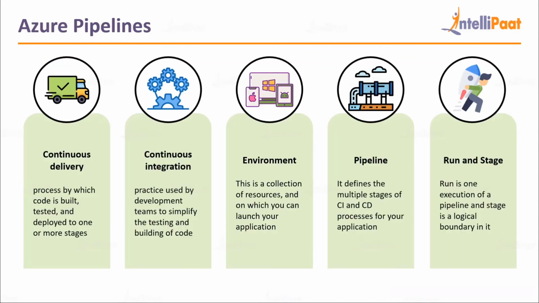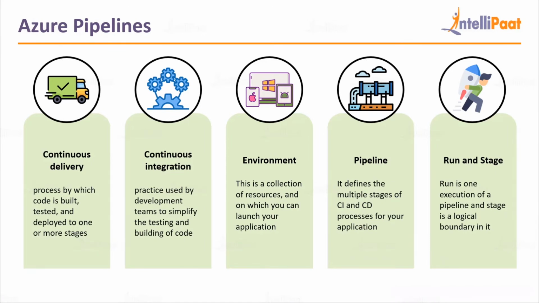So now the concepts of Azure pipelines. The first one is continuous delivery, which is the process by which code is built, tested, and deployed to one or more stages. This is the second part. First part is continuous integration. This is used by development teams to simplify the testing and building of code. So right now the development team has to just create the code and push it to their repository, and once it is pushed, the testing and building of code will be done automatically. If the tests are successful, then the code will be pushed into building. If the build is successful, then it will be moved into a deployment stage where continuous delivery happens.